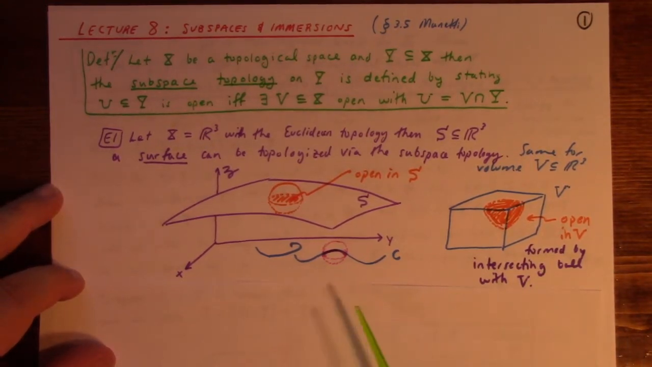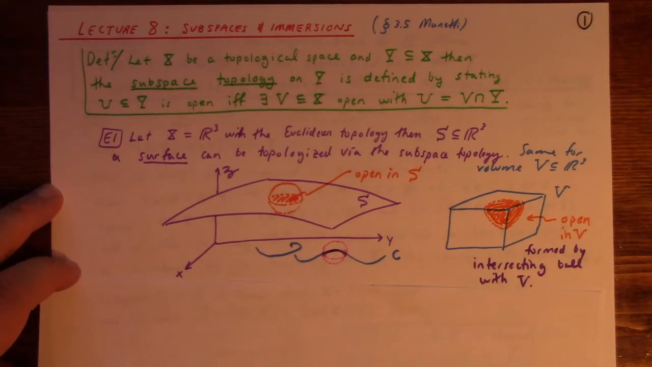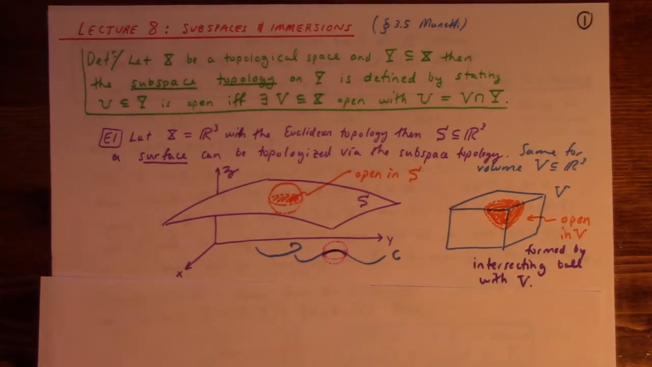So whether your subset of R3 is two-dimensional, one-dimensional or three-dimensional, any way you slice it, you can define a topology on that subset using the subspace topology concept. Although, of course, the open sets look rather different in these three different cases.